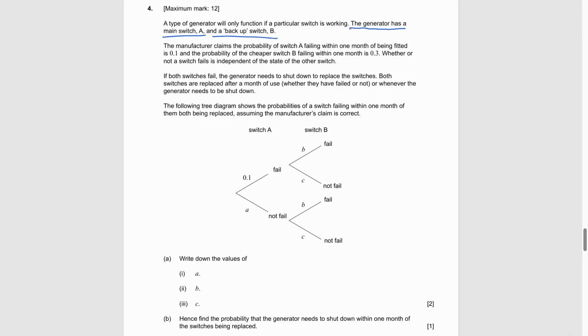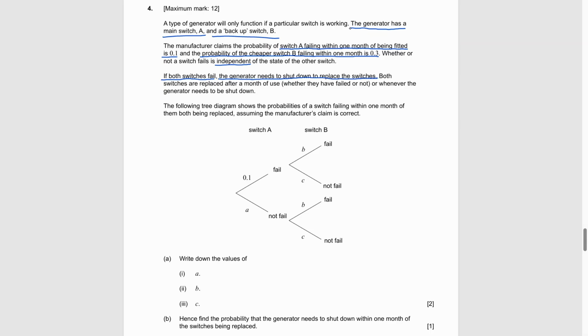Question 4. A generator has two switches, A and B. The probability that switch A fails within 1 month is 0.1, and the probability that switch B fails is 0.3. The two switches fail independently. If both switches fail, the generator shuts down.